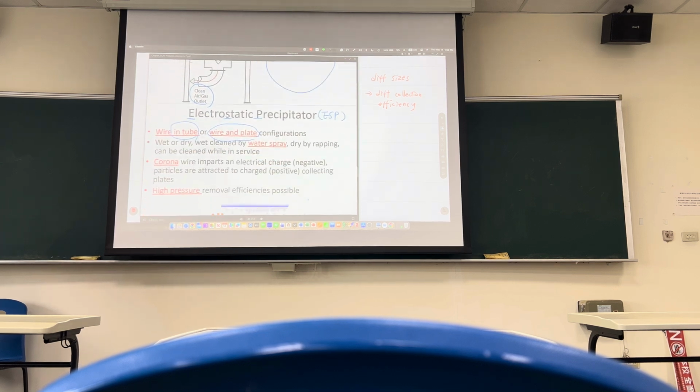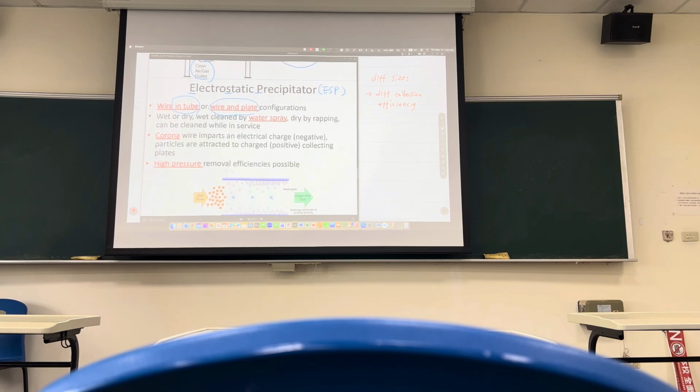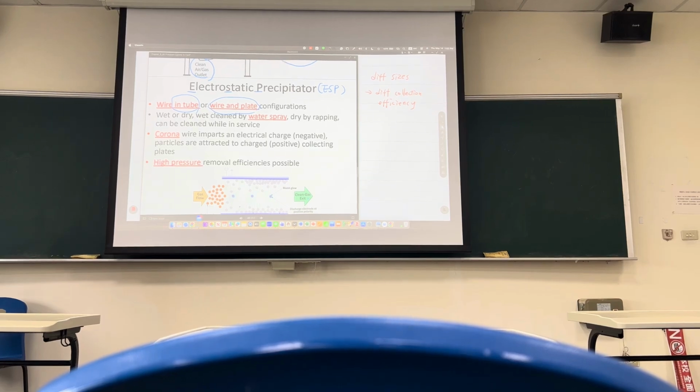One is called wire in tube. The other one is called wire and plate.